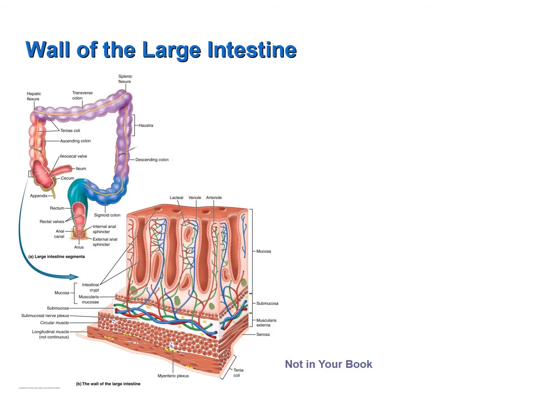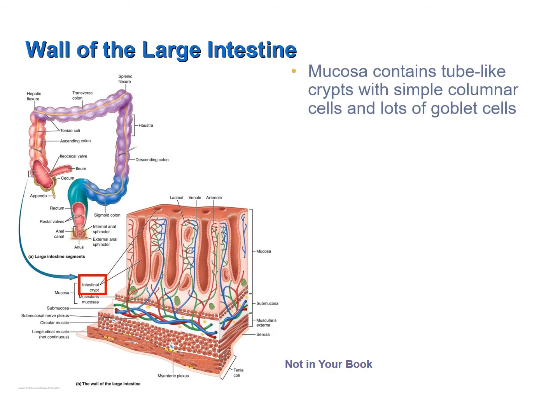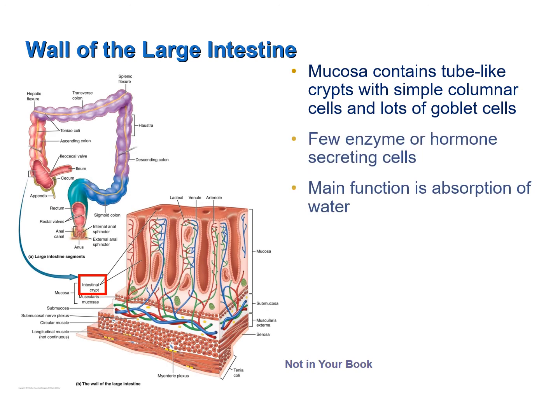Now let's examine the wall of the large intestine. The mucosa contains these tube-like crypts with simple columnar cells and lots of goblet cells. The goblet cells produce mucus to ensure smooth passage of the feces through the colon. Few enzyme or hormone secreting cells are present, as the main function of the large intestine is the absorption of water, not digestion.